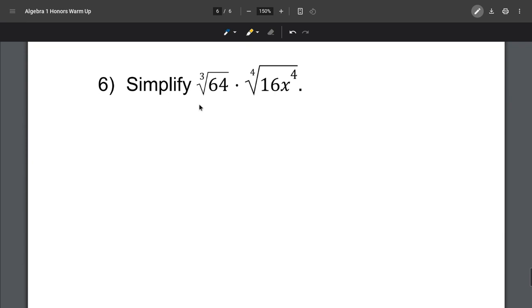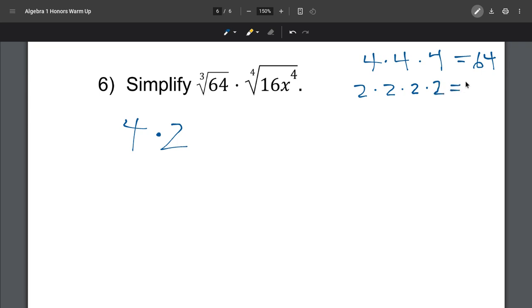All right, so this one we've got the cube root of 64 times the fourth root of 16x to the fourth. So the cube root of 64 is 4. The reason is because 4 times 4 times 4, 3 4's multiplied together, equals 64. So the cube root of 64 is 4. The fourth root of 16 is going to be 2. The reason for that is take 4 2's, multiply them together. What do you get? Well, you get 16. So the fourth root of 16 is 2.